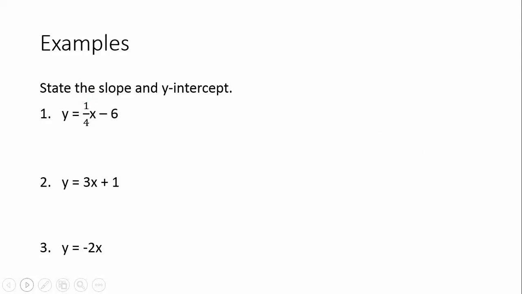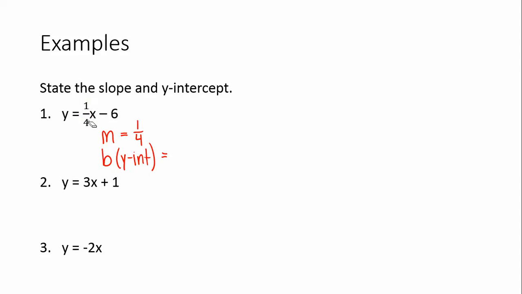First we want to be able to look at equations that are written in slope-intercept form, or equations of lines in general, and state the slope and the y-intercept. For number 1, we have y equals 1/4 x minus 6. We want to state the slope, which we label m, and the y-intercept, which you can call b, or you can write y-int if you'd like. Remember that the slope is the number in front of the x. That's going to be the positive 1/4.